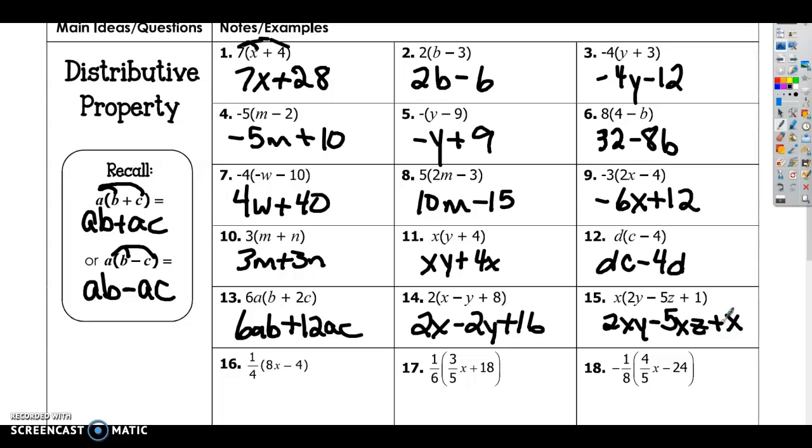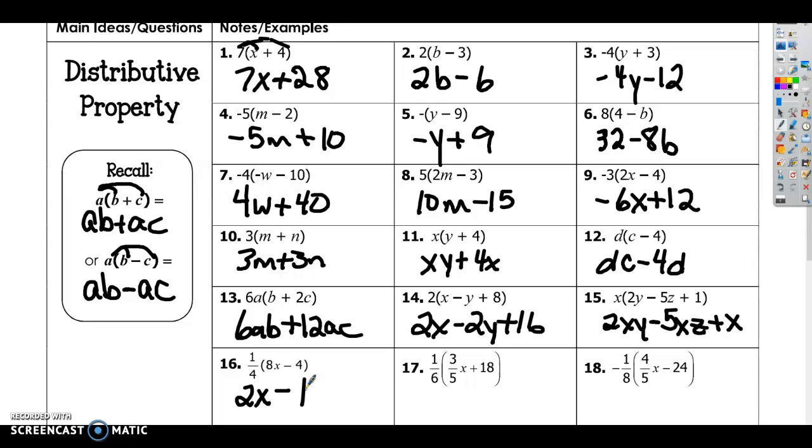All right, number 16, 1/4 times 8x. 1/4 of 8, or 8 divided by 4, is 2x. And 1/4 of -4 is just -1. All right, this is good practice with fractions, guys. If you need to use a calculator, do so only to check yourself. It's really good for you to work on these with mental math stuff.